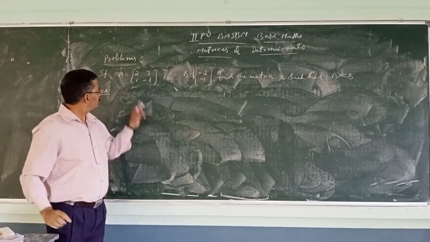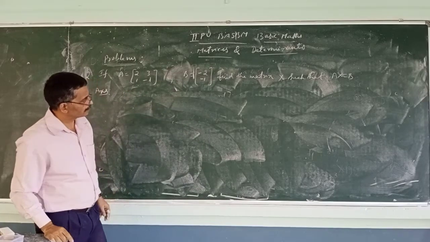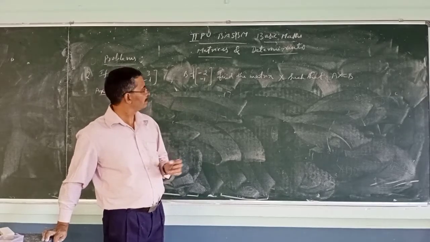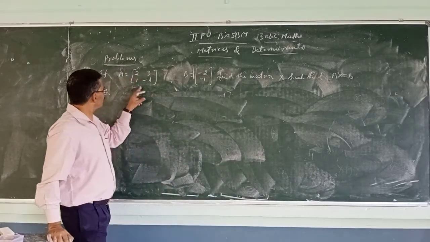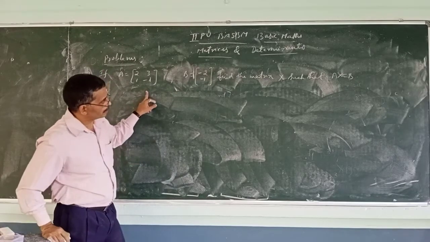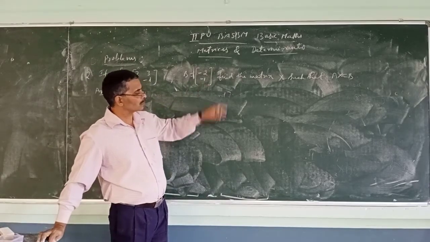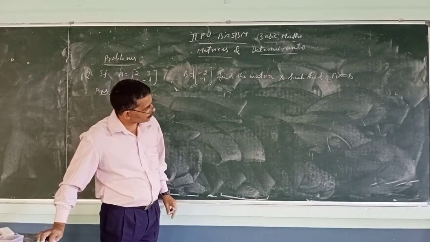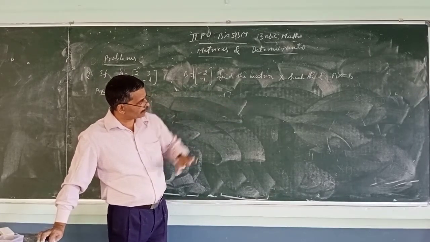Observe here, A is given, B is given. You have to find the matrix X such that AX equals B. Now A is of order 2 cross 2, B is of order 2 cross 1, with entries minus 2 and minus 1. So we have to find out X.